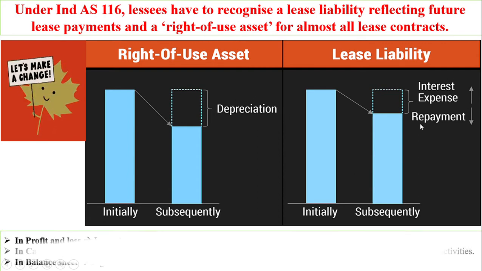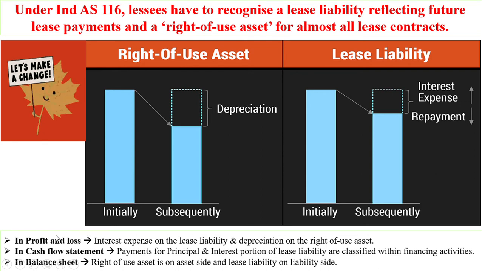So by this, irrespective of the lease, in the profit and loss account interest expense will be debited and depreciation will be debited, and in the cash flows the principal and interest portions he is paying can be classified under financing activity, and in the balance sheet the right of use should be on the asset side and the lease liability should be on the liability side. Fine.